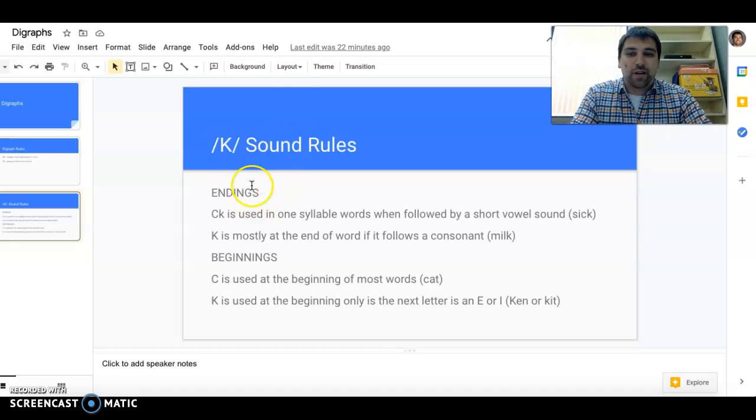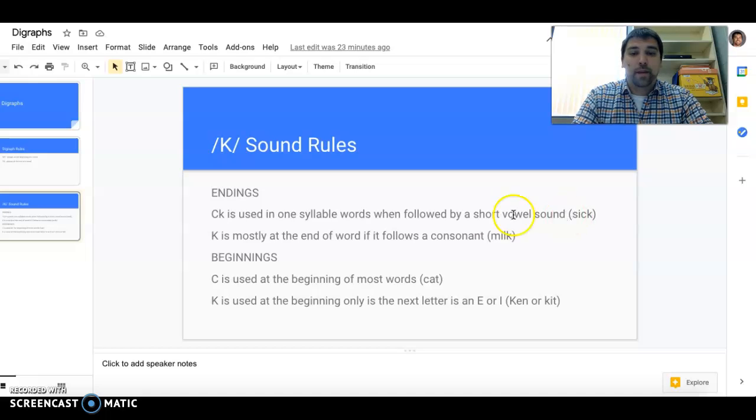All right. So we're going to start with endings. We're going to do some words that have endings with the k sound. The two rules that I really want you to remember and think about as we're doing this: CK is used in a one-syllable word when it's following a short vowel sound. So the example is sick. I is a short vowel. It says its short sound, i. So I would have a CK after that because it's at the end of a word.